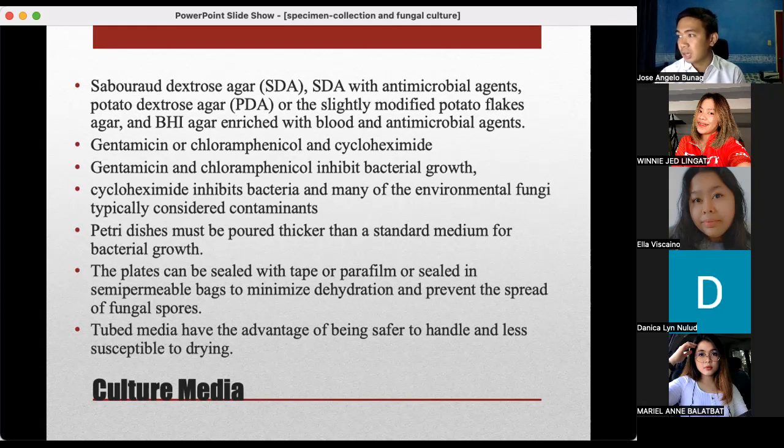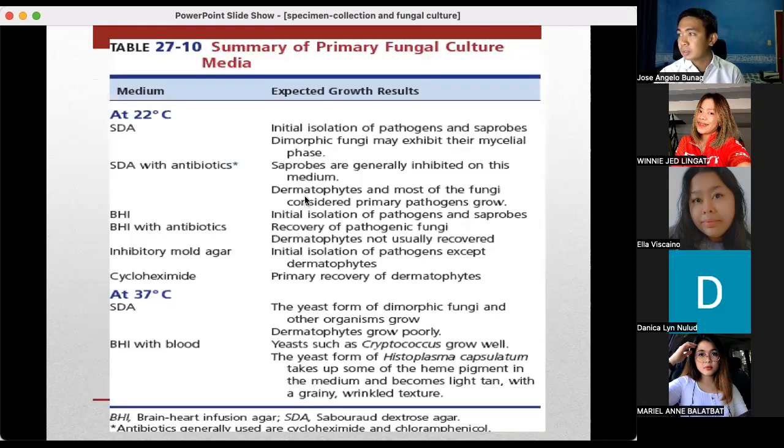So these are some agar that you could use for the cultivation ng ating mga fungal. So basically SDA ang ating pong ginagamit. So these are details with regards to your Sabouraud.